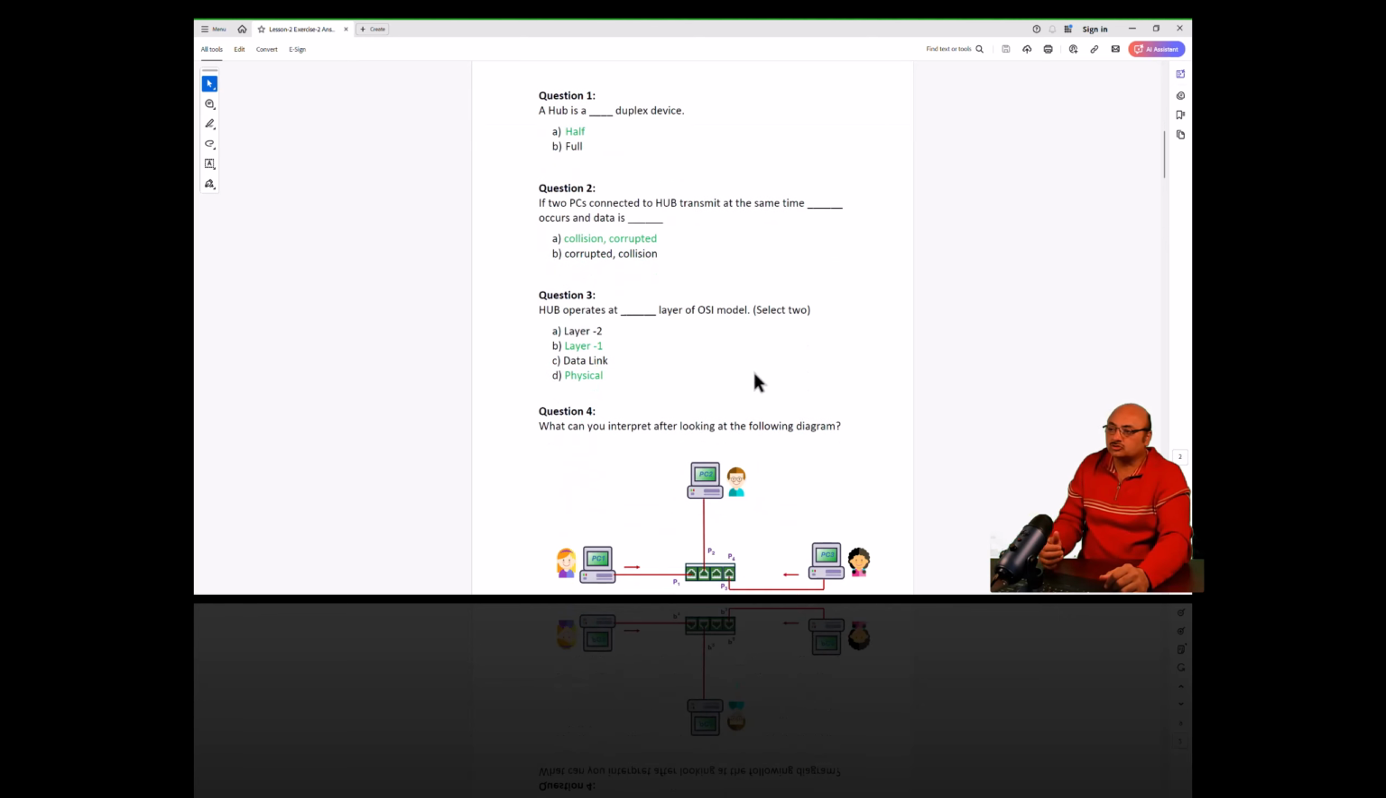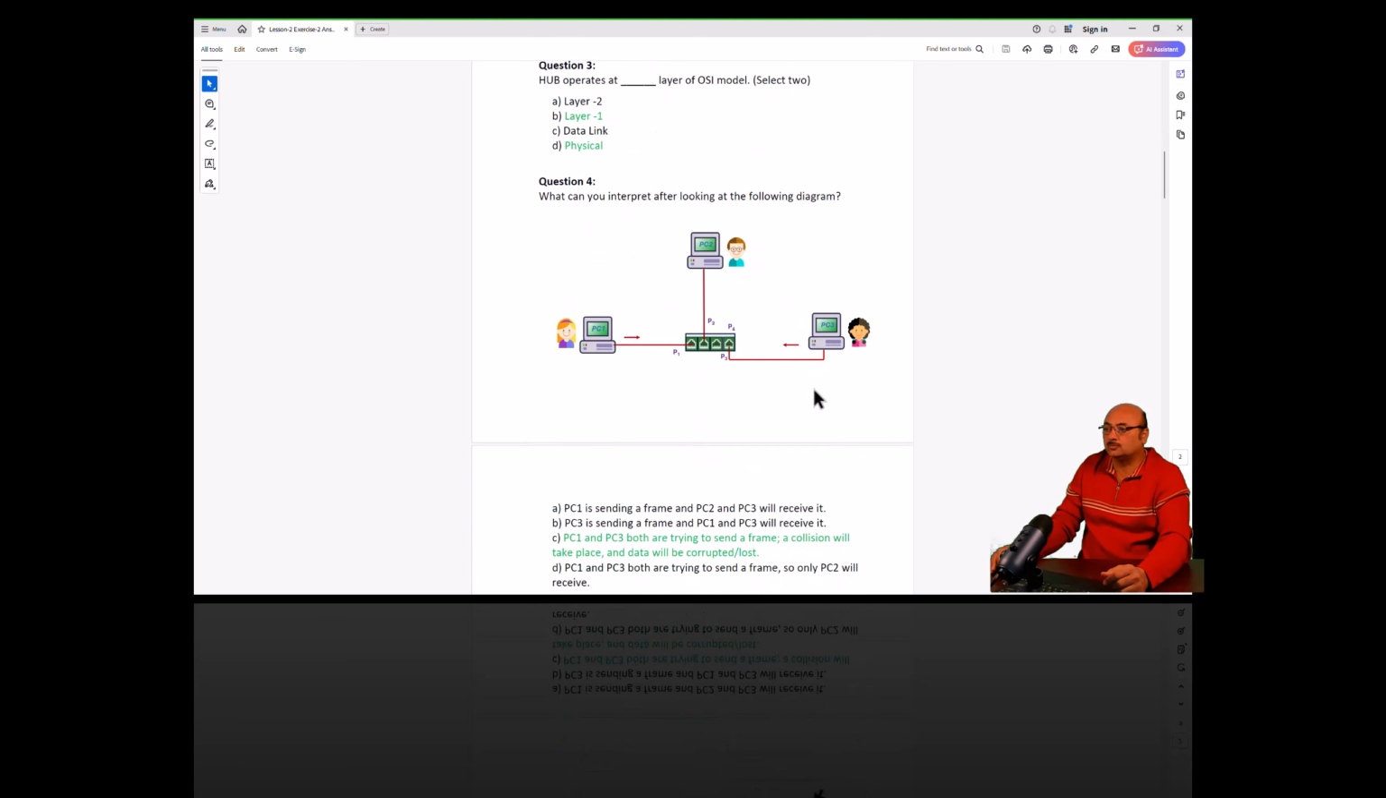And then question 3 asks at which layer the hub operates. So a hub operates at the physical layer, or layer 1 of the OSI model. So the correct options are B and D.